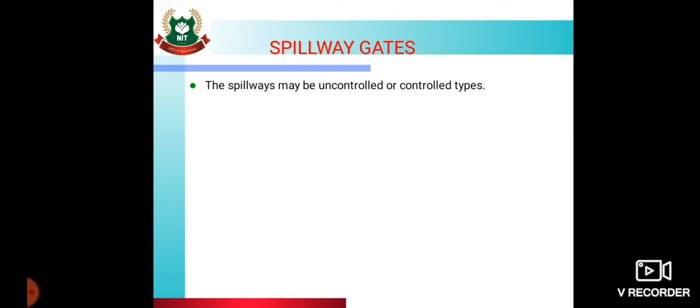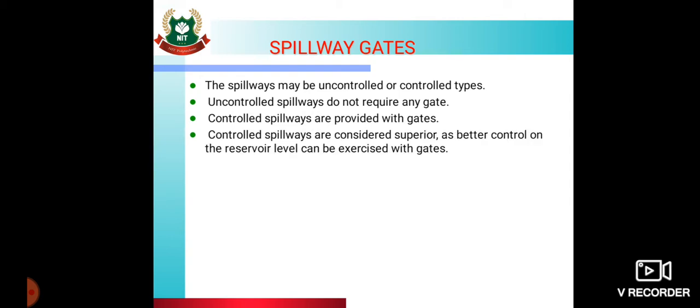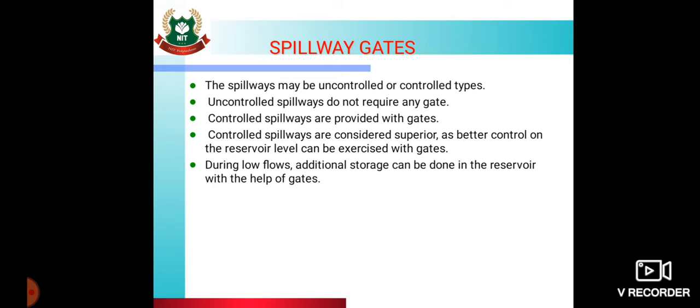Then what are spillway gates? So spillways may be uncontrolled or controlled types. Uncontrolled spillways do not require any gate. Controlled spillways may be provided with gates. Controlled spillways are considered superior as better control on the reservoir level can be exercised with the gates. They are always superior because they are provided with gates and proper control of flood or whatever excess water is done with the gates.